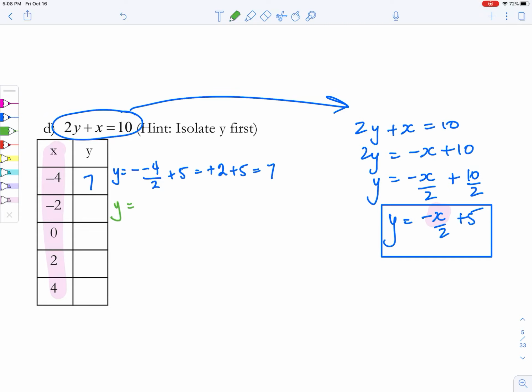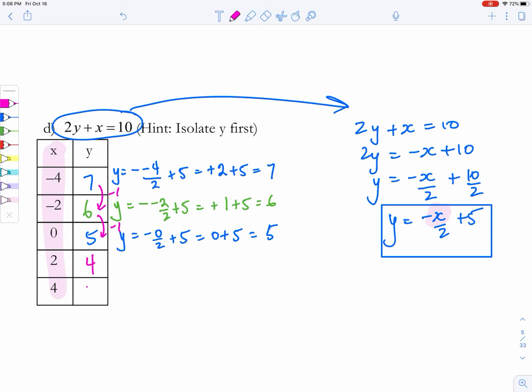For the second one, I'm going to do minus 2 over 2 plus 5. So that gives plus 1 plus 5, which is 6. Y equals minus 0 over 2, which is just 0. Plus 5, final answer of 5. And if you notice the pattern, each time we're going down by 1. So I would predict that our next two are 4 and 3, but I'll just do it really quickly.